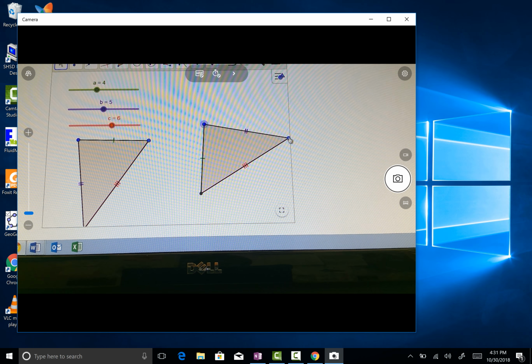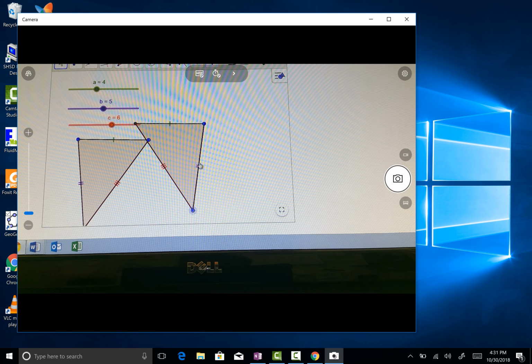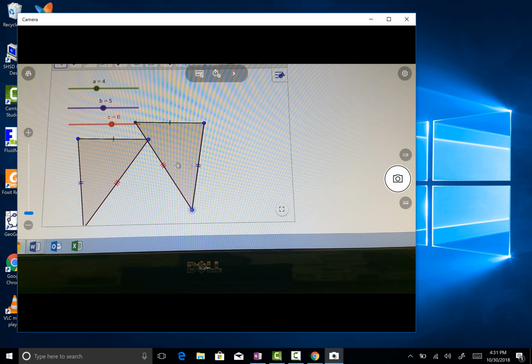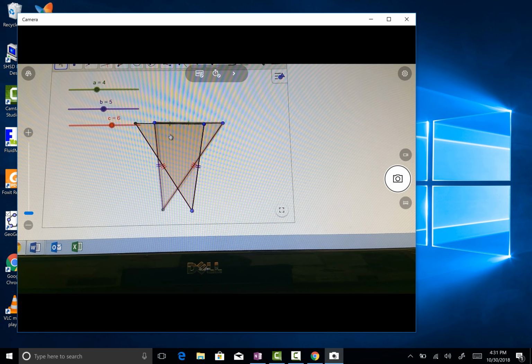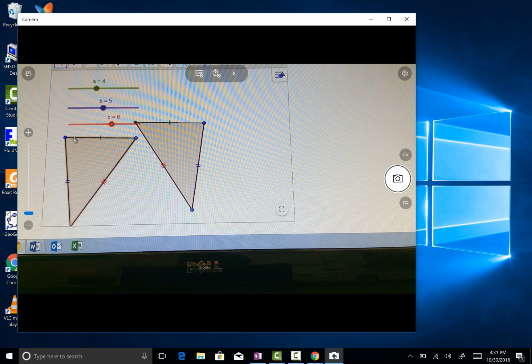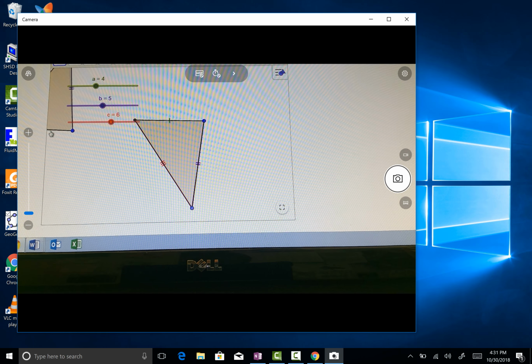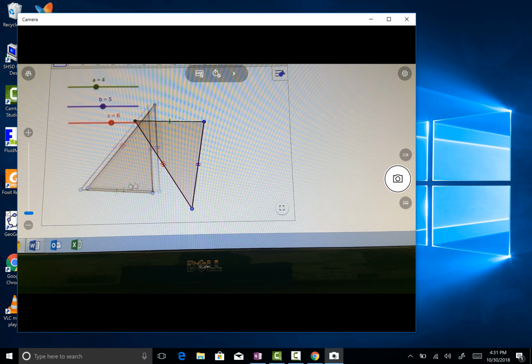Let's see if I can tilt this thing, just spin it a little bit, and you could see how those side lengths correspond. Now, let's see if we can take this guy. Oh, let me see if we can take this. Aha! That's what I want to do with it.